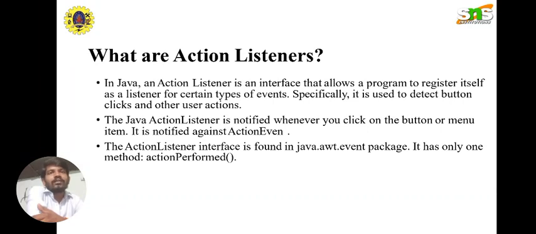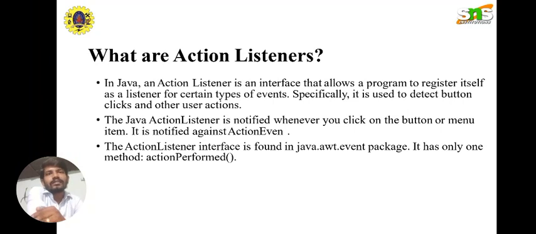In Java, the action listener is notified whenever you click on the button or menu item. It is notified by an action event. In case we touch the application to open it, that is called an action. The action is completed, and then only the application is opened. So that is called action listener. In Java, the action listener is going to create some program-wise behavior.